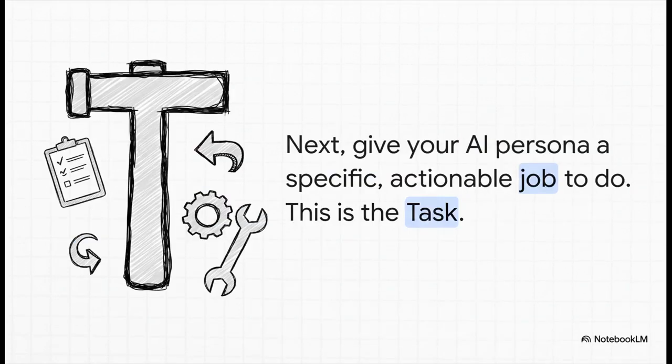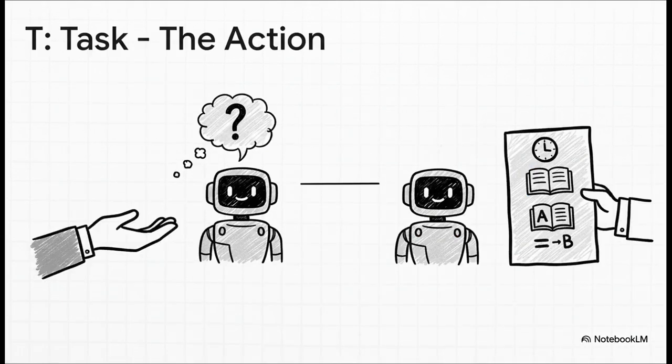Okay, so our AI has its persona. Now it's time to give it something to actually do. And that brings us to T for task. This is the what. It's the specific job you need it to do. You can't be vague here and just say, give me some ideas. Nope, you gotta be precise. Create a 35-minute lesson on synonyms. See? That takes your teaching goal and turns it into a crystal clear instruction for the AI.